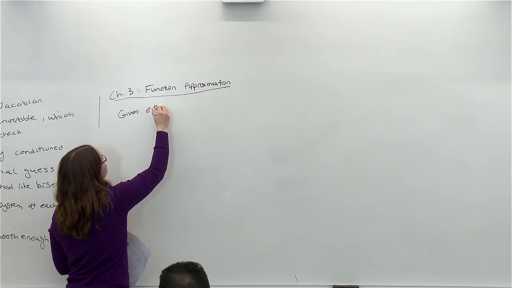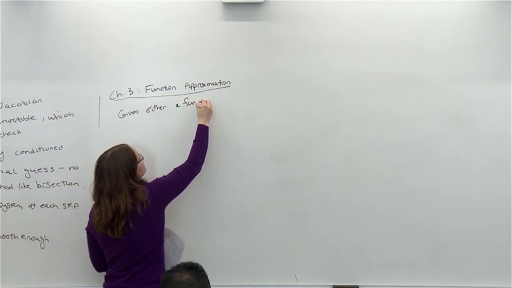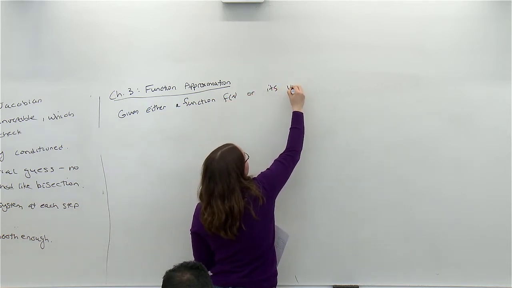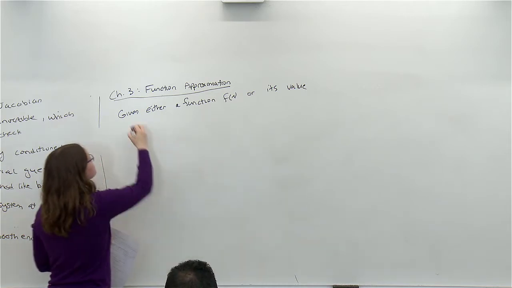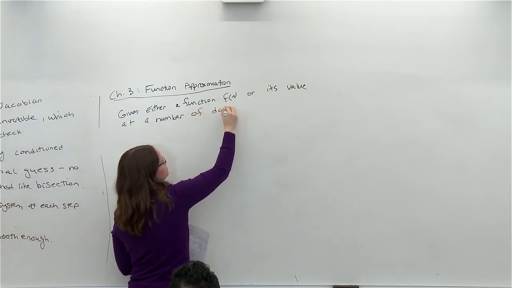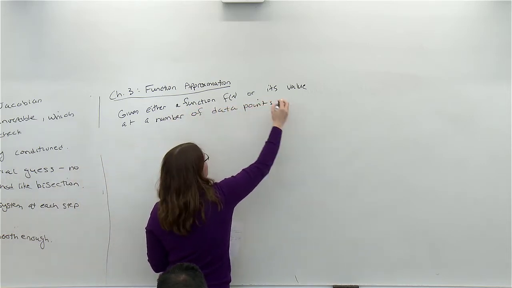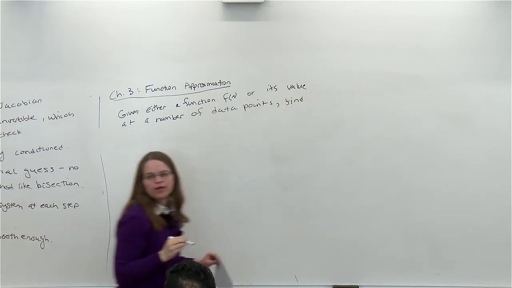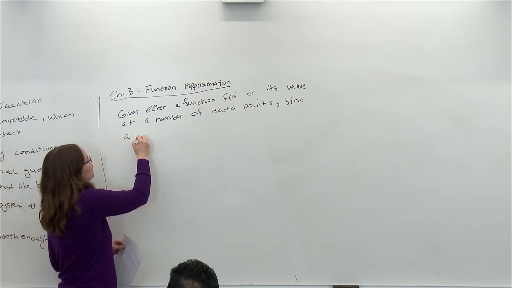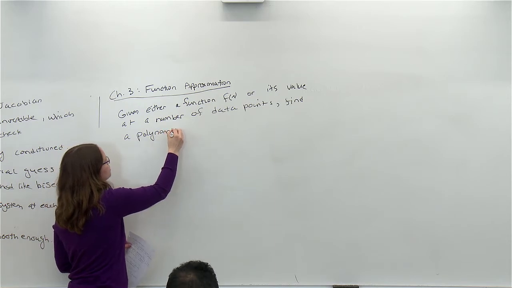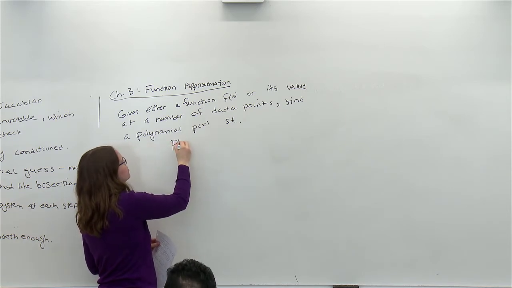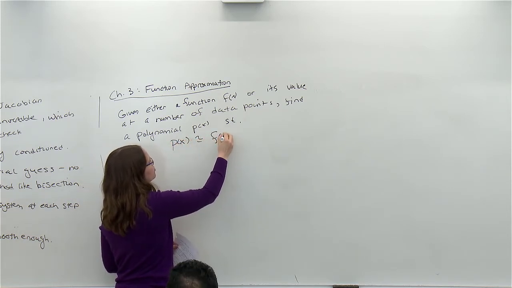So we're given either a function, or we're given its values at a set of points. Then our goal is to find a simpler function. I'll say polynomial for now, although there's certainly other things that we might try to use. So let's find a polynomial, p of x, such that p of x is somehow approximately equal to f of x.